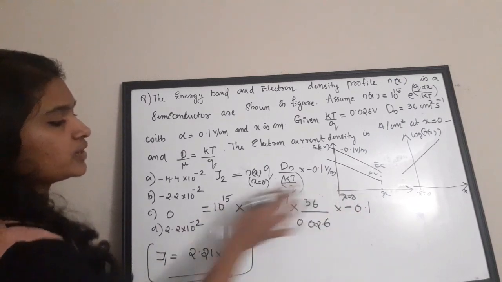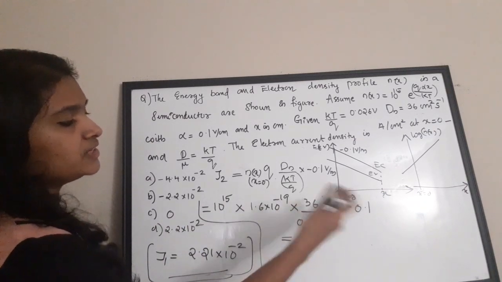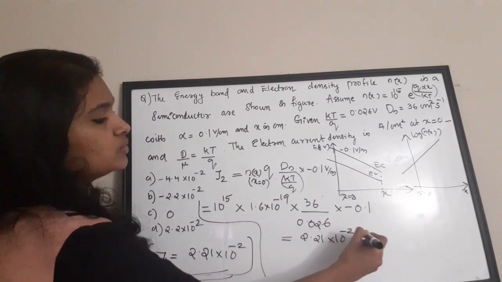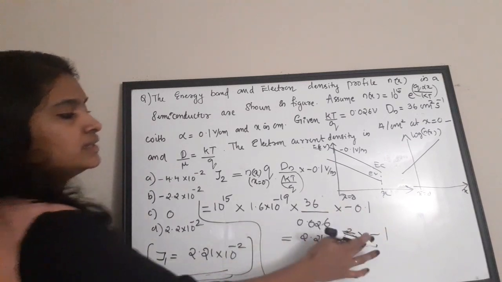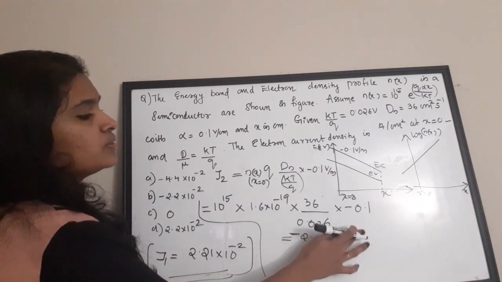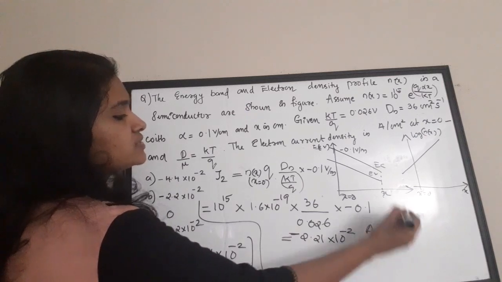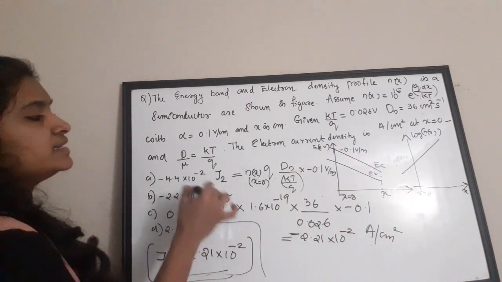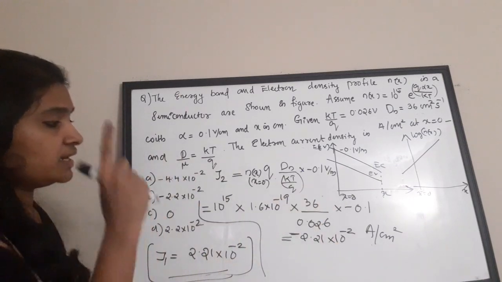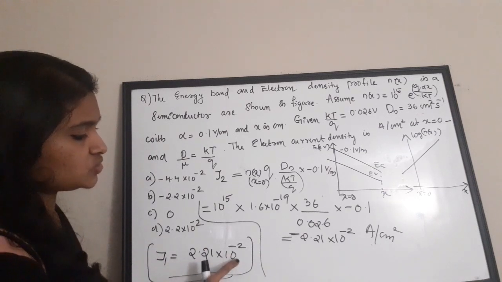Now if you take these products, you will get the value as 2.21 into 10 raised to minus 2 into minus 1. That is minus 2.21 into 10 raised to minus 2, with ampere per centimeter square as the unit. So the current density due to drift is obtained as minus 2.21 into 10 raised to minus 2. Earlier, the current density due to diffusion was obtained as 2.21 into 10 raised to minus 2.